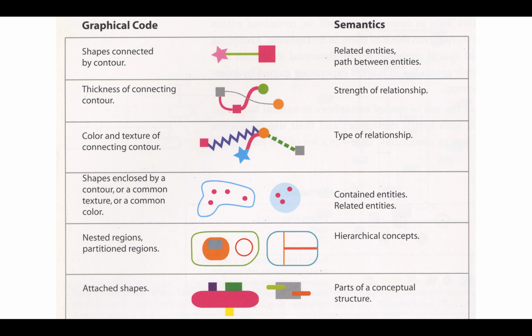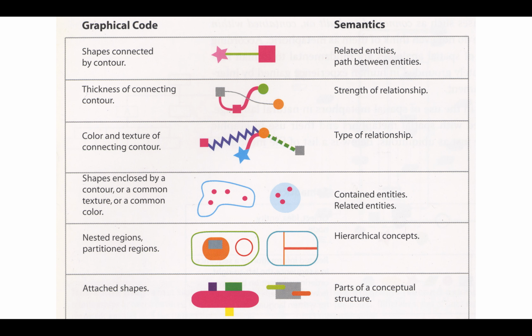If we have connectors of various widths, they also denote something. More specifically, the thicker the connection, the more important it is, the stronger the relationship. For example, the pink is thicker than the gray, so in the second example it's better. In the third example, the color and texture of the connecting contour also denote certain relationships. For example, a dotted green line is more intermittent than, say, the curved pink line, and the purple waved line is not as certain as a straighter line.